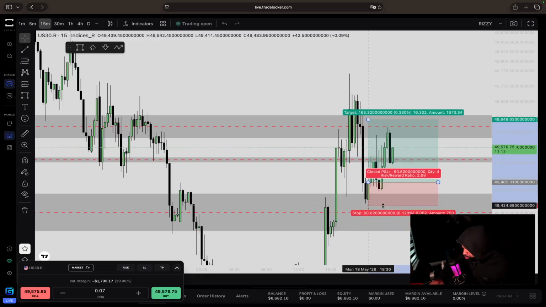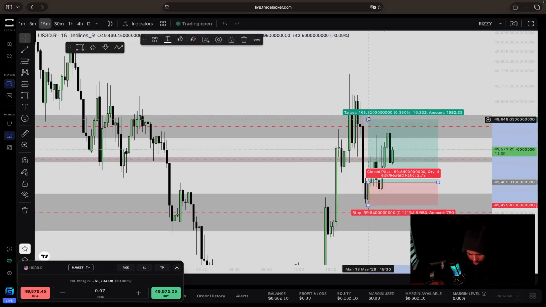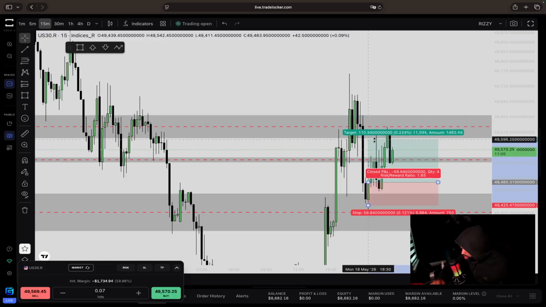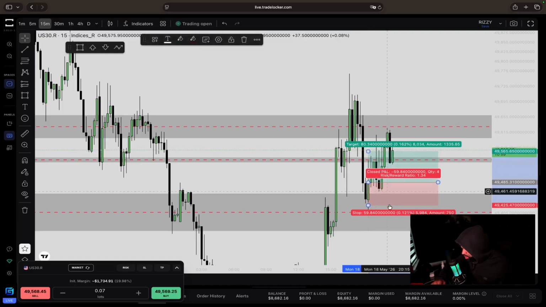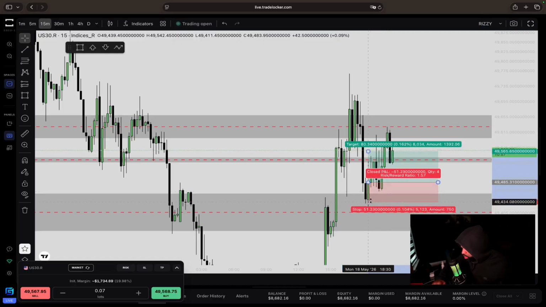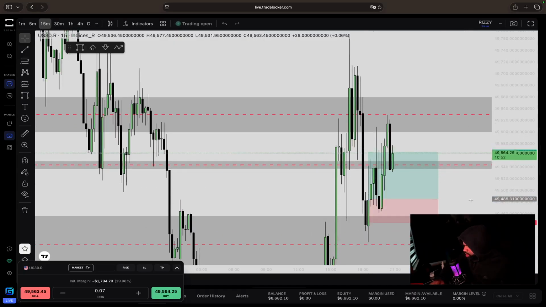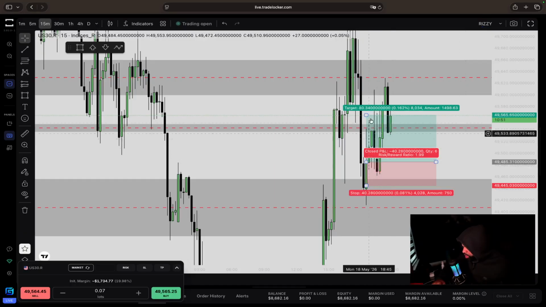So this is a 1 to 2 trade. I got out at 49,565 right there. So it's a 1 to 2. I got out right here, and this is where I entered.